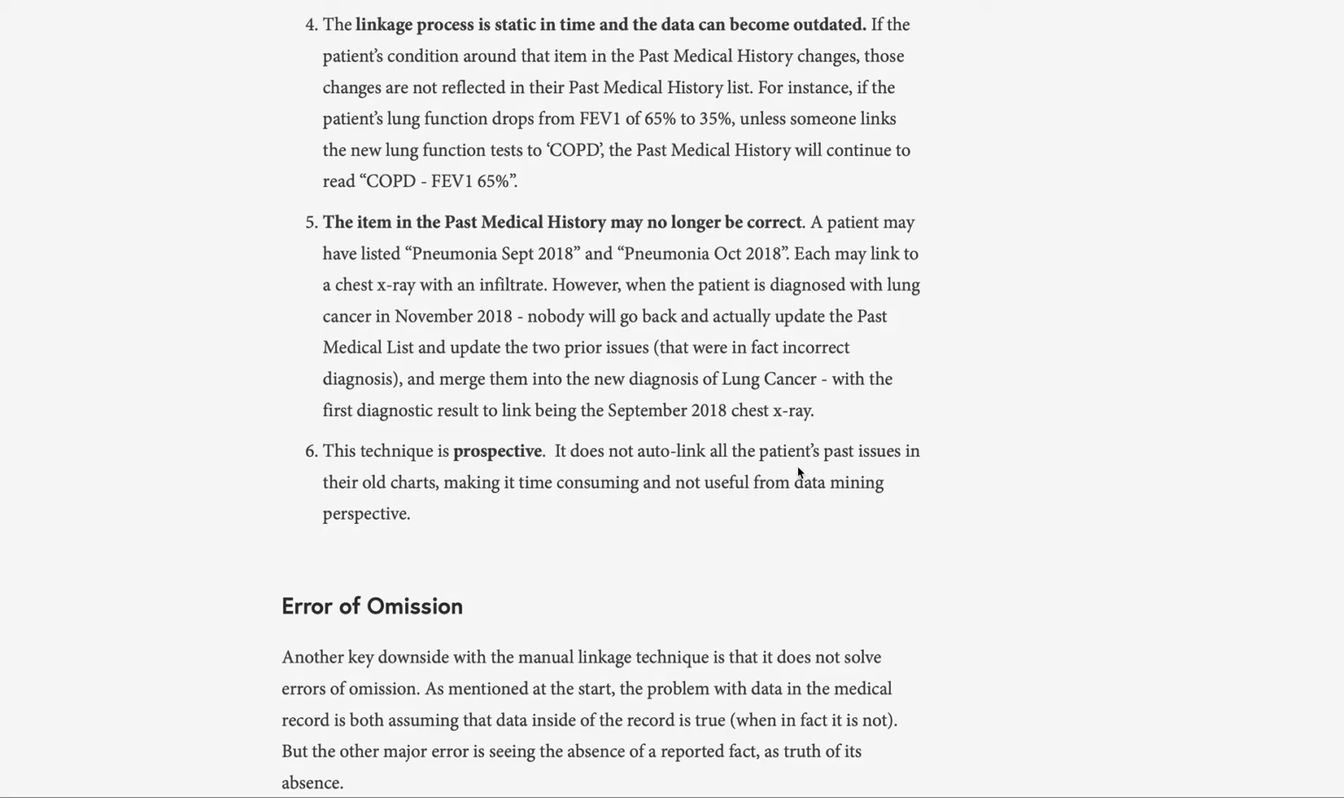And the last and the sixth problem with these techniques is that manual linkage is manual, and therefore it is generally prospective. It does not auto-link all of the issues in a patient's past old chart. This is time-consuming and not useful from the concept of a data mining perspective.